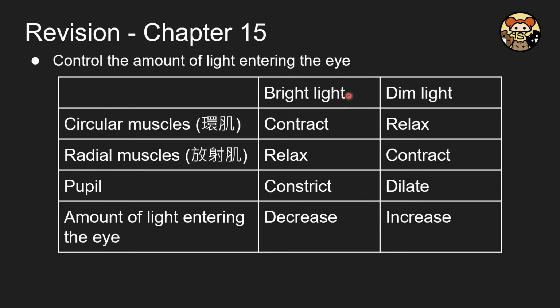Let's talk about the one in bright light. In bright light, the circular muscle will contract and the radial muscle will relax, and in return, the pupil will be constricted, and then the amount of light entering the eye will be decreased.